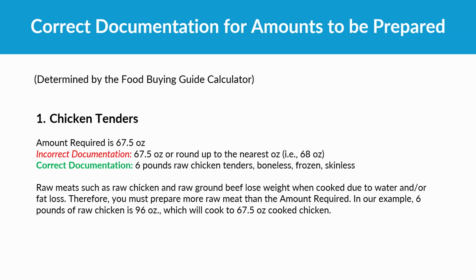because when you go to the store, you're not looking to buy 67.5 ounces of chicken, you're looking to buy something in pounds. So the correct documentation is 6 pounds of raw chicken tenders, boneless, frozen, skinless. The more detail, the better. Again, I got this 6 pounds of raw chicken tenders by using the Food Buying Guide calculator.